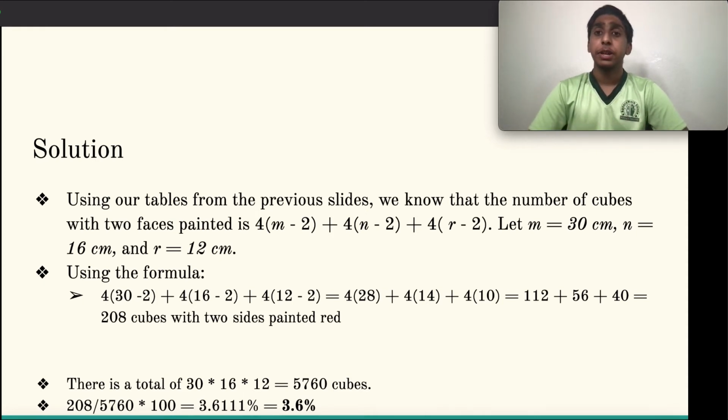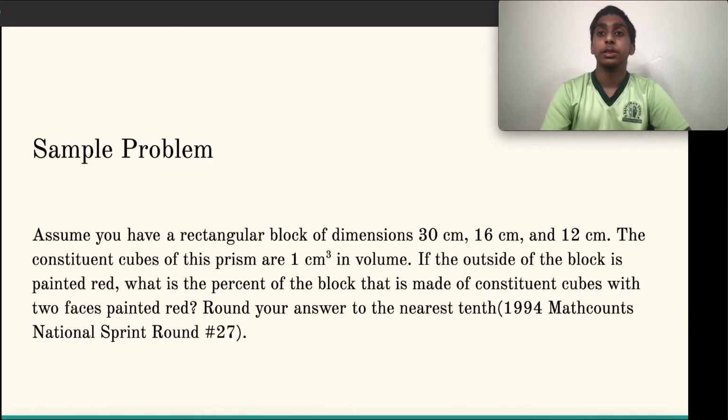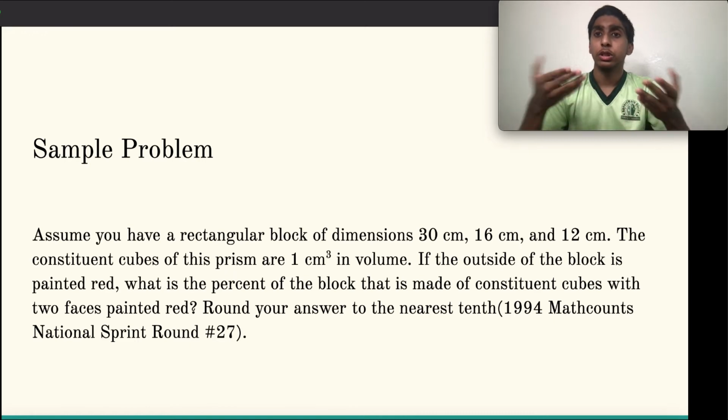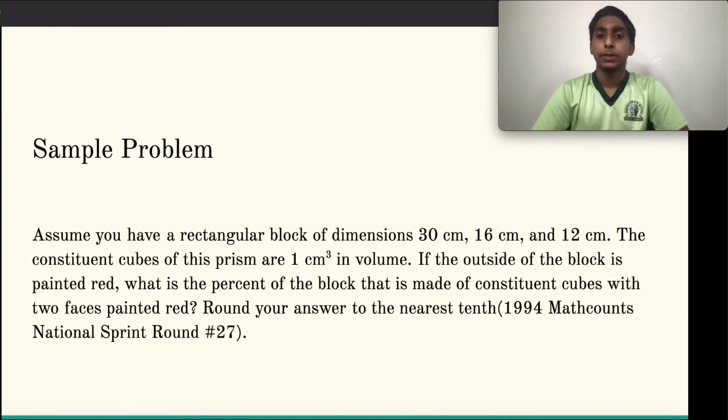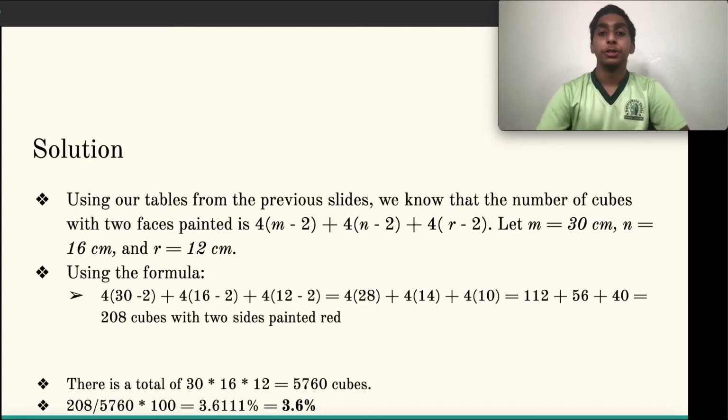Now, I've seen many students just stop here. They think this is their answer, and they just write that in. But this will get you the problem wrong. You always want to read the problem completely so you know that what you're doing is right. Look at this: it doesn't ask how many blocks are painted red. It asks what is the percent of the entire block that is made of constituent cubes with two faces painted red. So I found the number of constituent cubes. Now I need to find the percent. That should be a simple calculation.